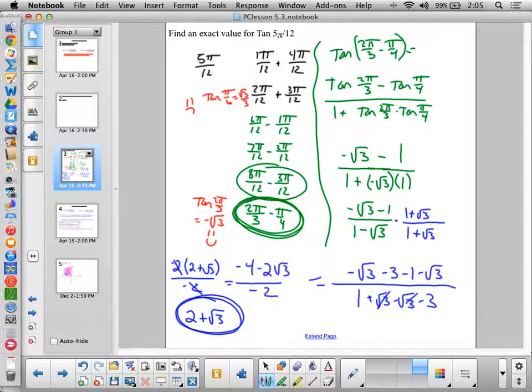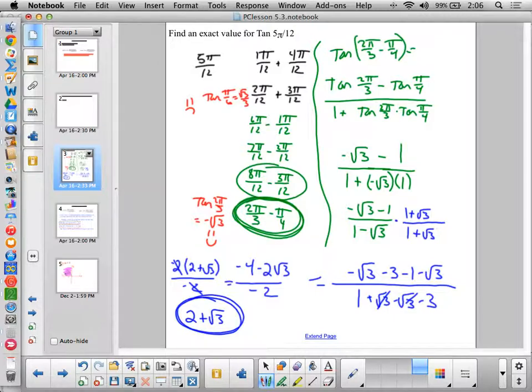Okay, yes. How'd you get from the -4 to the answer? I factored a -2 out of the numerator to cancel a -2 in the denominator. So I divided this by -2 and that by -2. That gives me +2, +√3. The -2's, then, because they're factors, can cancel.